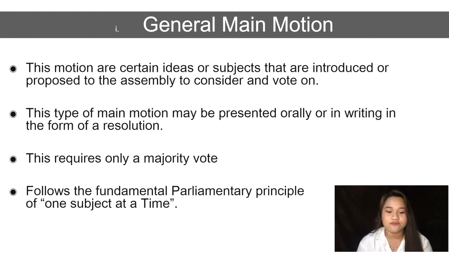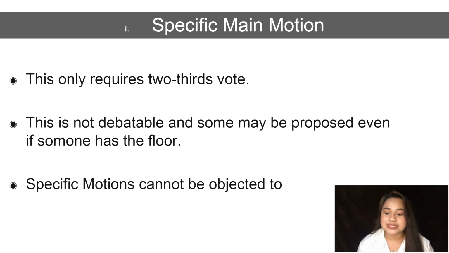A general main motion follows the fundamental parliamentary principle of one subject at a time. It can be proposed only when there is no other business before the assembly. Next is the specific main motion. Unlike the general main motion that requires a majority vote, certain specific main motions only require a two-thirds vote.